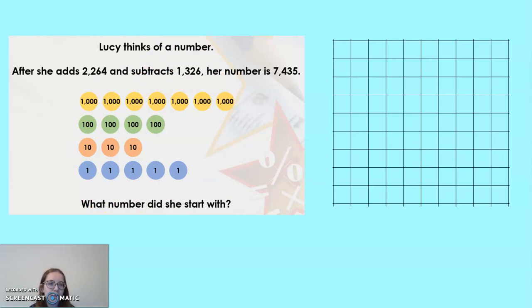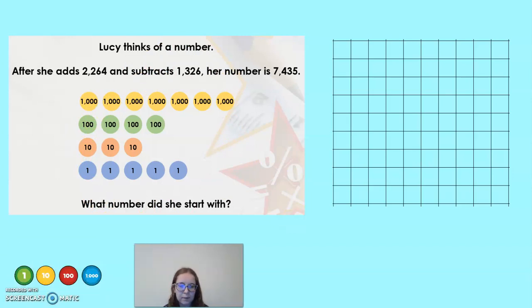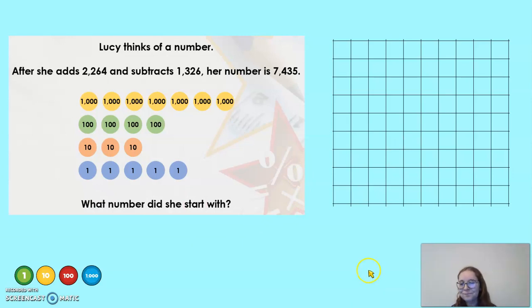Okay, so actually you can't see because I've hidden it with my head. Let me move myself over here. Hello. But I've actually got some place value counters down here to help me out. So let's have a look.